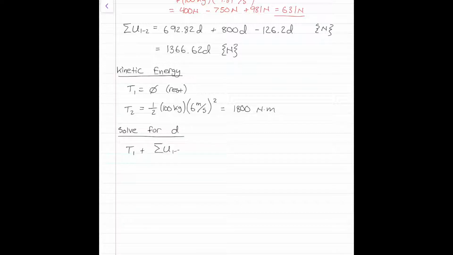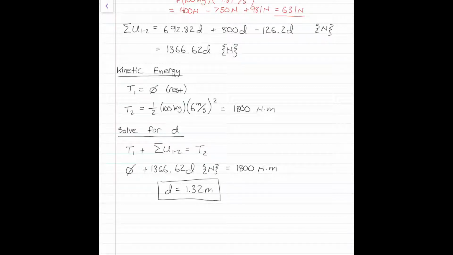So we'll take another look at the equation. Again, this is the work energy equation. It's the initial kinetic energy plus the sum of the work done is equal to the final kinetic energy. Plugging in the values that we've solved for, we get 0 plus 1366.62 times the distance traveled, and that's in newtons. We want to make sure we're consistent with our units here. And that's equal to 1,800 Newton meter. And then solving for the distance traveled, we get 1.32 meters, and that's the distance traveled.